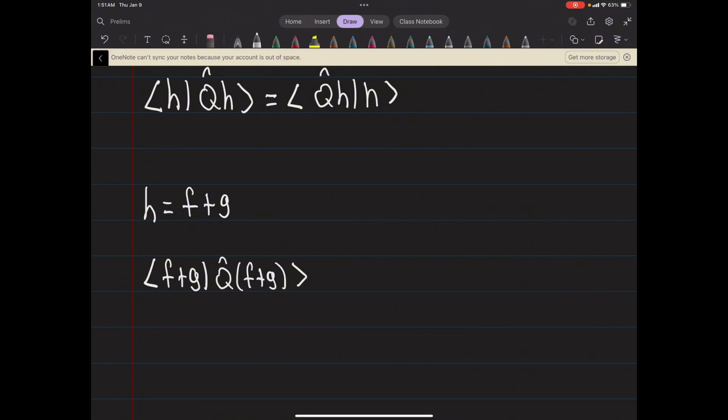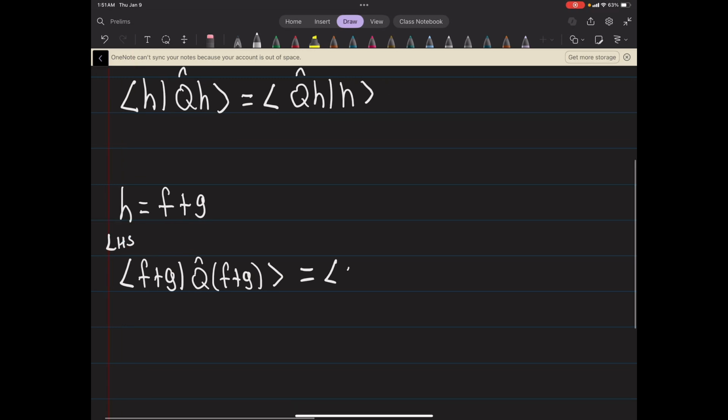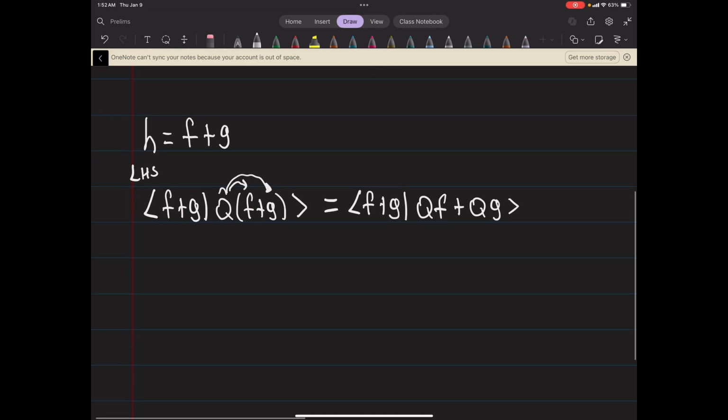And what we want to do here, so this is the left hand side. You could think of this as being the bra f plus g, and then for the ket, Qf plus Qg. So all we've done is we've distributed this operator, which is completely fine. Which then, let's see, we can expand this accordingly.